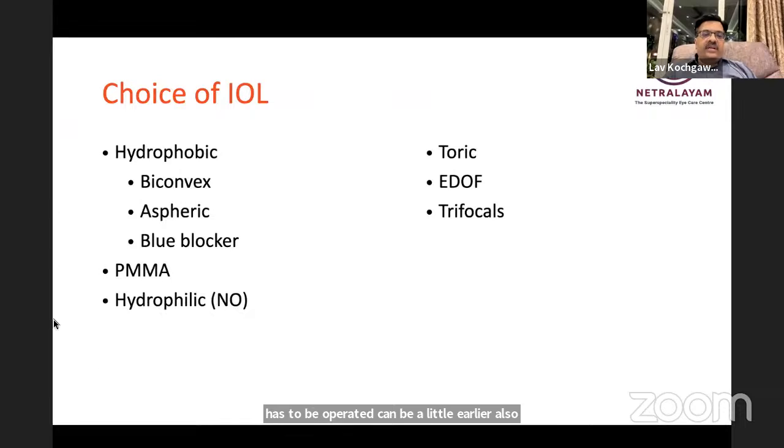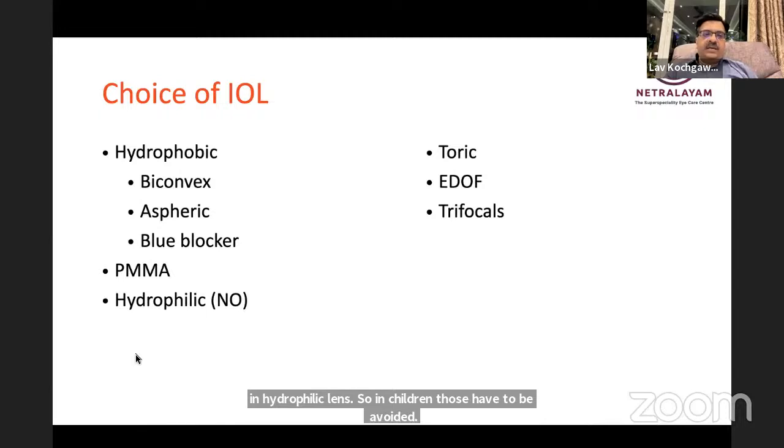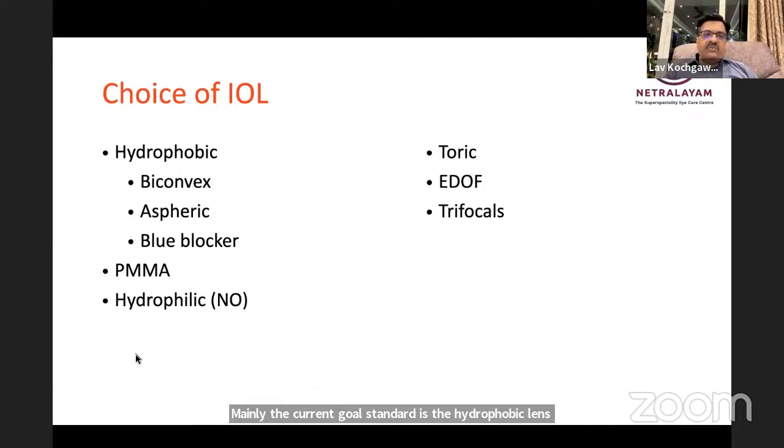Choice of IOL, definitely not hydrophilic, because in the long term there are chances of calcium deposits in hydrophilic lenses. So in children, those have to be avoided. Mainly the current gold standard is the hydrophobic lens, and that can be either biconvex or aspheric. Most commonly used is a biconvex lens, toric in older children, because then the change in refractive error is lesser. EDOFs and trifocals again are a matter of discussion. There is still no consensus regarding these IOLs in children.